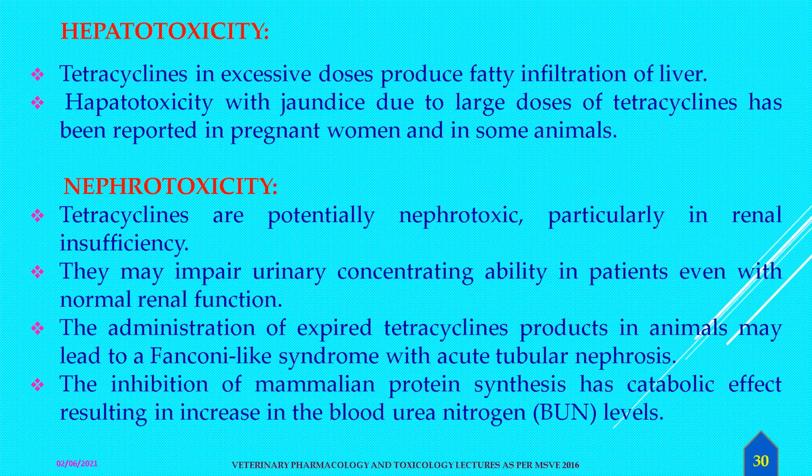Hepatotoxicity: in high doses only they are going to cause hepatotoxicity and produce fatty infiltration of the liver. That means in the liver cells, fat is accumulated and they become dysfunctional. Hepatotoxicity with jaundice due to large doses of tetracycline has been reported in pregnant women and also in certain animals. It destroys the cells of the liver when large doses are given, especially in pregnant animals. So continuous dosing of pregnant animals with tetracycline should be avoided. Then nephrotoxicity, they are potentially nephrotoxic as usual.